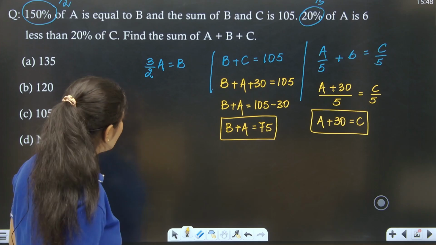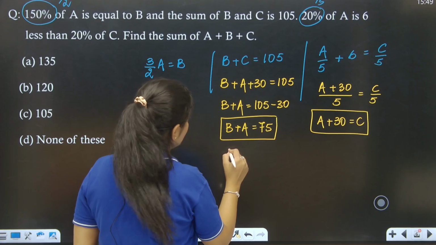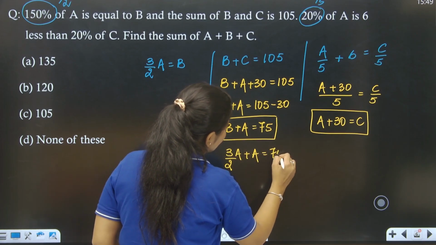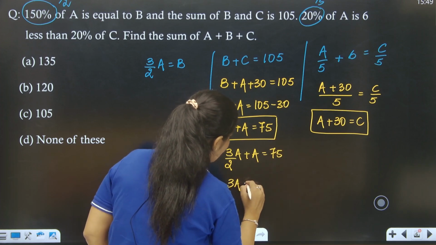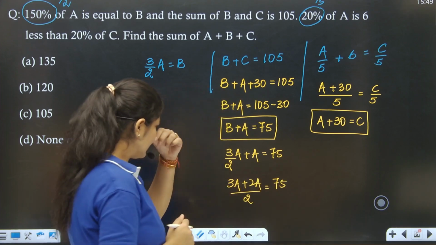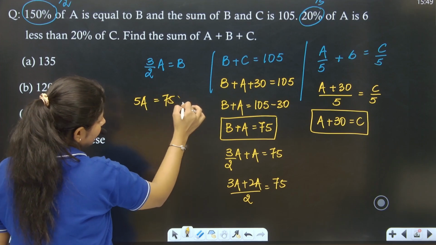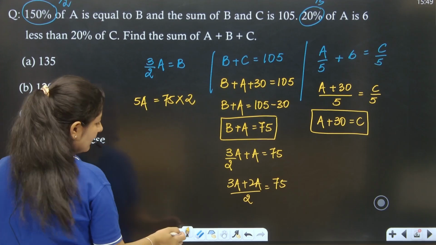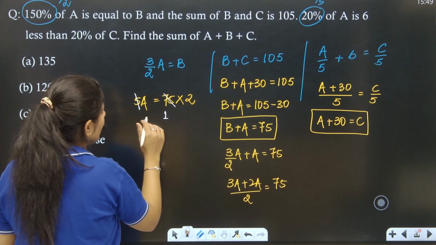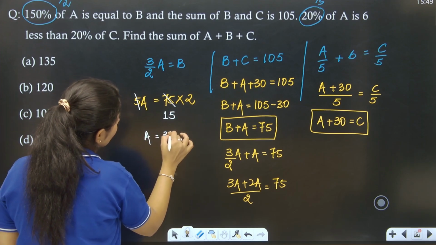Okay, now the question is saying that b is nothing but 3 by 2 a. So 3 by 2 a plus a is equal to 75. That means 3a plus 2a by 2 is equal to 75. Here we are getting 5a. 5a is equal to 75 multiplied by 2. This is what we are getting over here, right? Can we eliminate something? Yes, with the help of 5 we can eliminate it. Here we are getting 15. The value of a that we got over here is 30.